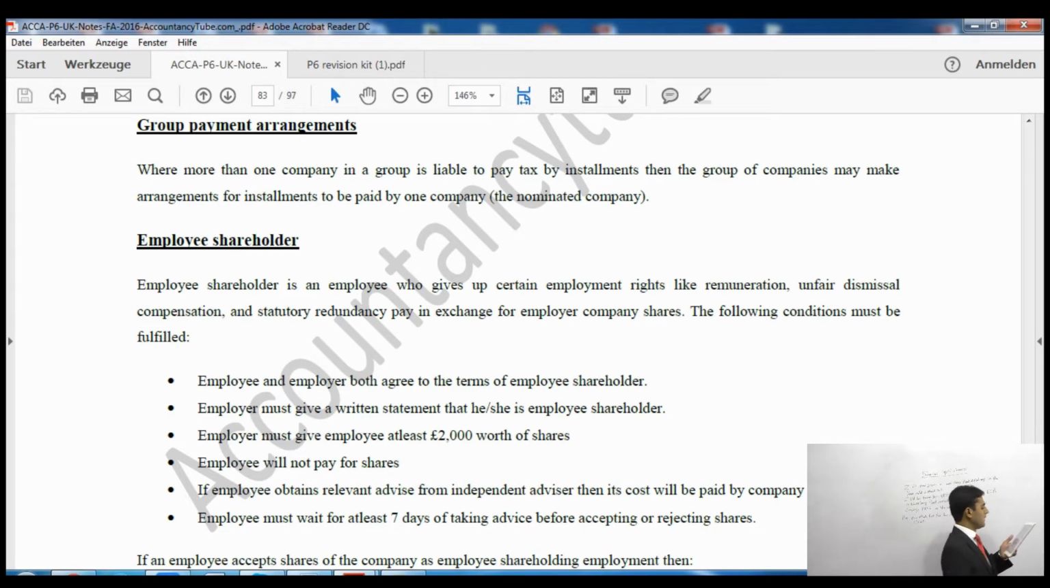Where more than one company in a group is liable to pay tax by installments, then the group of companies may make an arrangement for installments to be paid by one company, a nominated company or representative company.